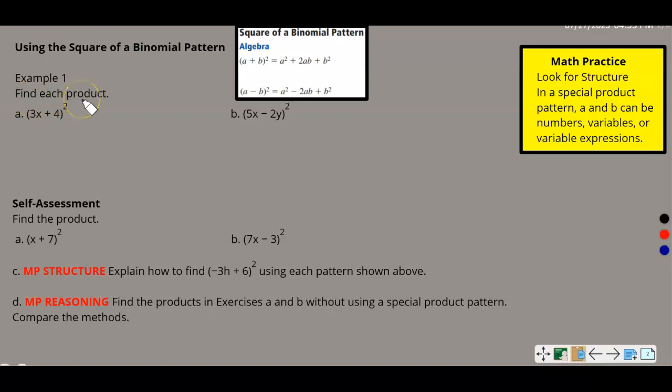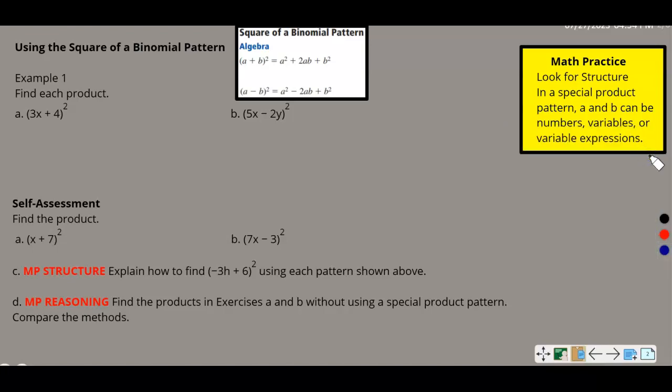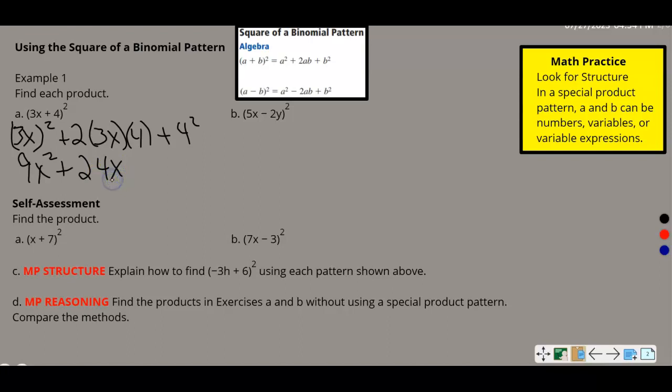All right, it says find each product. So we're going to take the first term and square it. To get started, let's write this down so you get the process here. We're going to take 3x, square that, plus 2 times a times b, and then we're going to square the last term. So 3 squared is 9. x squared is just x squared. And then 3 times 4 is 12, times 2 is 24x in the middle. And then 4 squared is just 16.